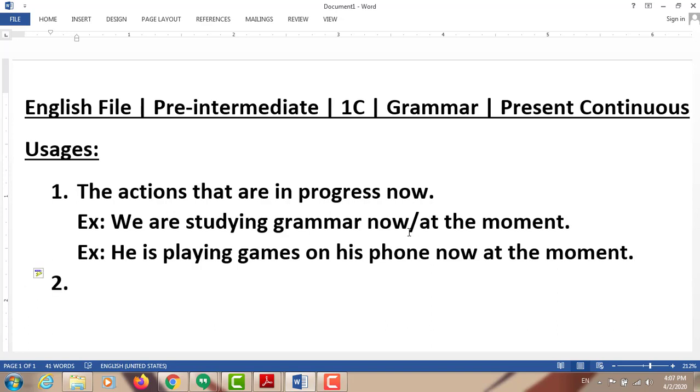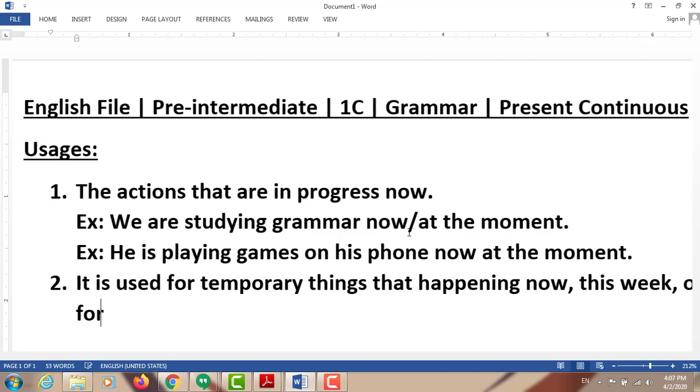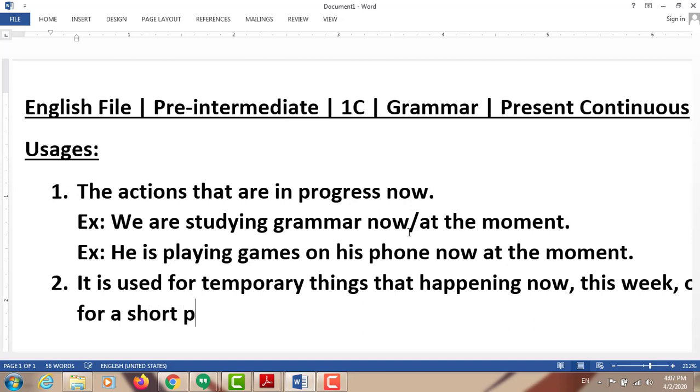Next one, number 2, means the second usage for present continuous is it is used for temporary things that are happening now or this week, or for a short period of time.